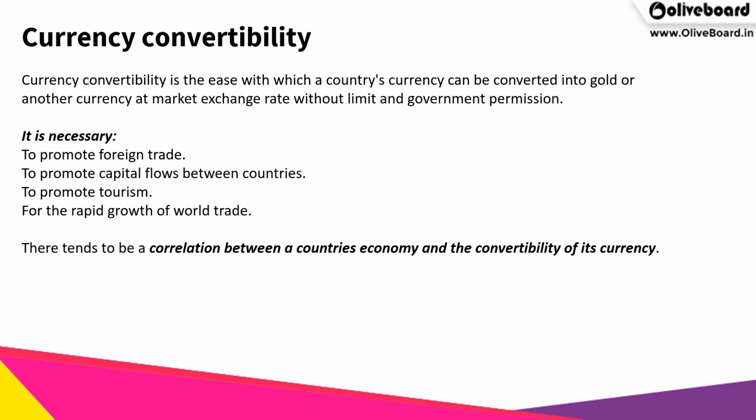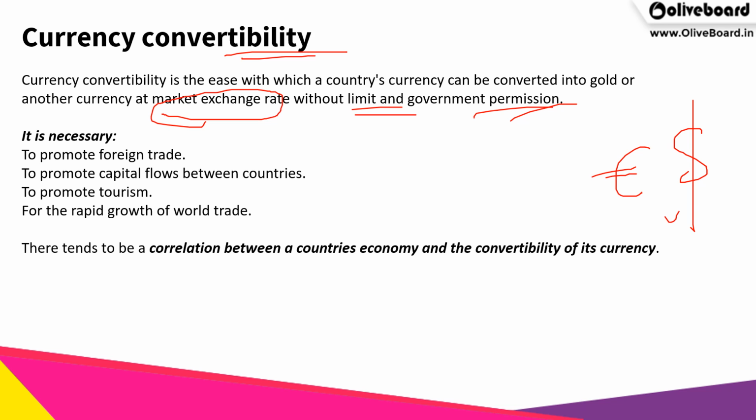We will start with currency convertibility. So what is currency convertibility? It is the ease with which a country's currency can be converted into gold or any other currency at market exchange rate without limit or government permission. So we know that the foreign exchange market is an unregulated market. So with how much ease can we convert our country's currency to any other currency, say dollar or euro or any other currency? So what is the ease with which we can convert rupee into other currencies?